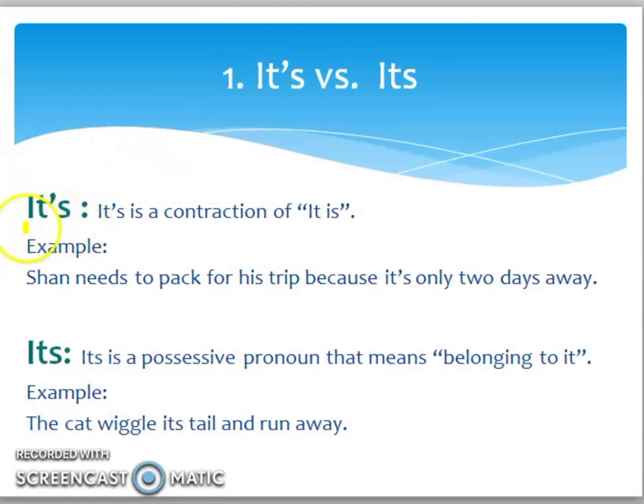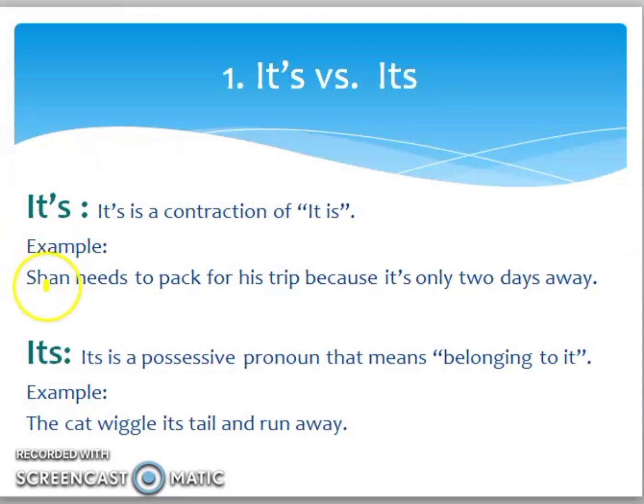Let's talk about it's with an apostrophe. Whenever it's with an apostrophe appears, it is used as a contraction of it is. Simply, you need to understand whenever it appears with an apostrophe, that is a contracted form. What is a contracted form? It is the short form of a word. In this case, the full form is it is and the contracted form is it's with an apostrophe.